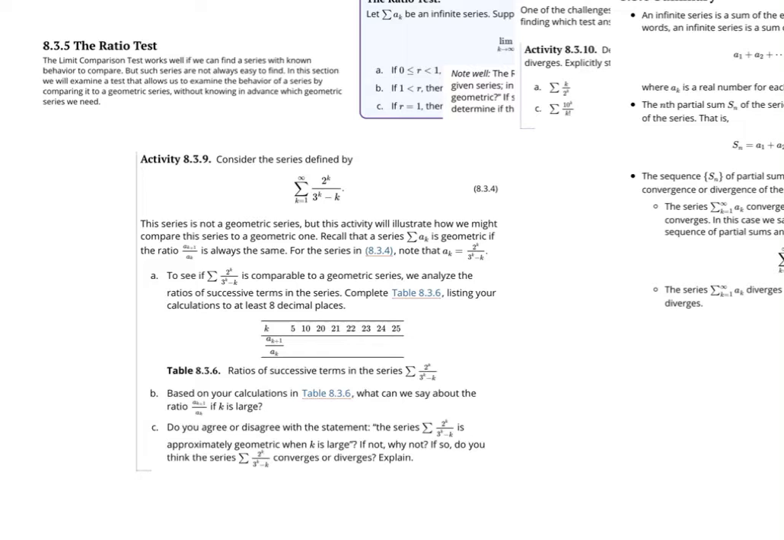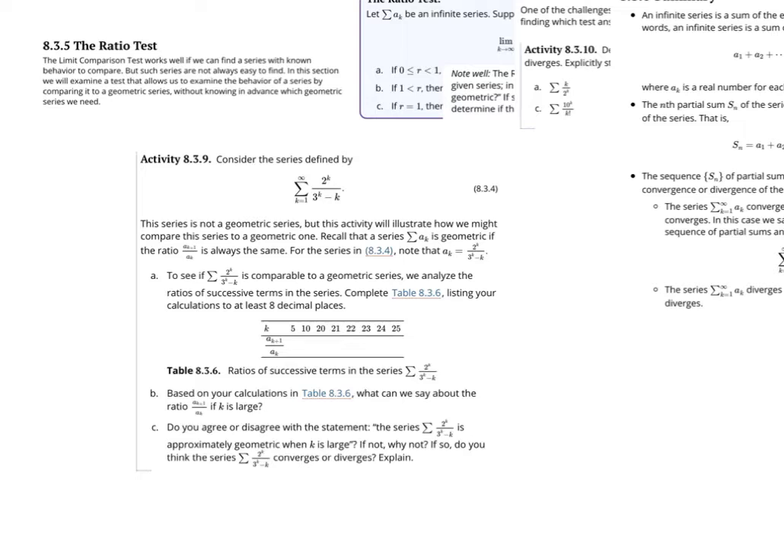So the question they ask is, do you agree or disagree with the statement that the series of 2 to the k over 3 to the k minus k is approximately geometric when k is large? And hopefully you come up with the answer yes. If you do think it's approximately geometric, then do you think the series converges or diverges? Well, remember, not all geometric series converge. It depends on the r.